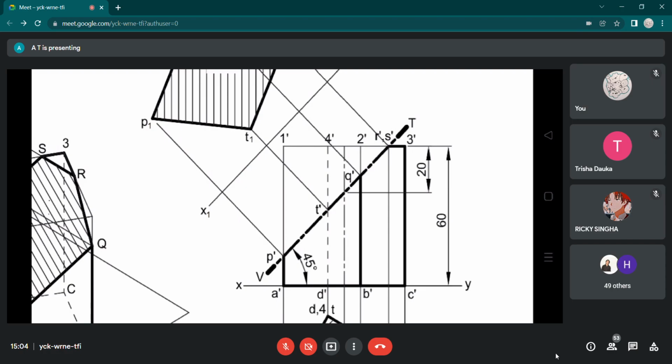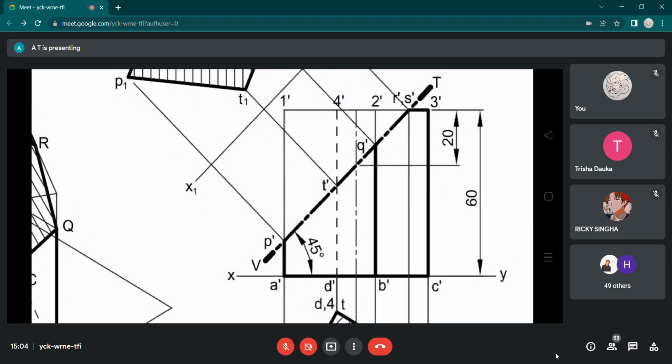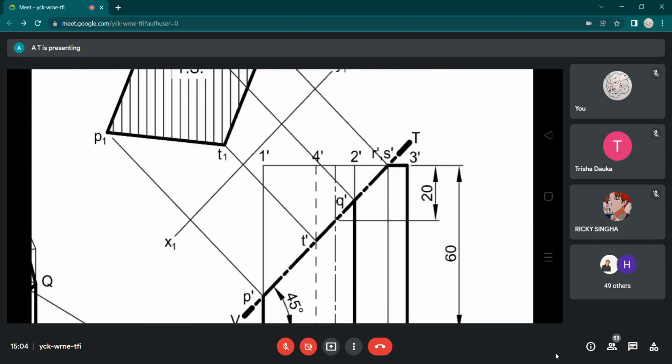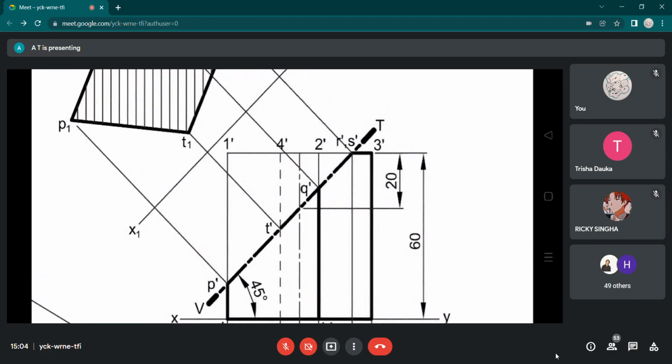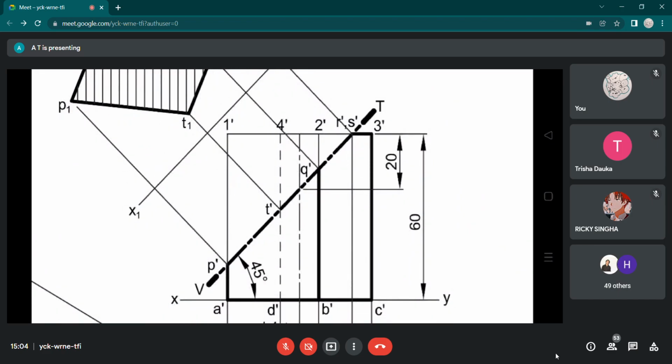In the front view, you see above this XY axis, this is the front view. This is the front view, okay? So A dash 1 dash, you see in the front view, where will the vertical trace cut? At which particular point will the vertical trace cut? VT, A dash 1 dash. At which particular point? What is the name of that point?